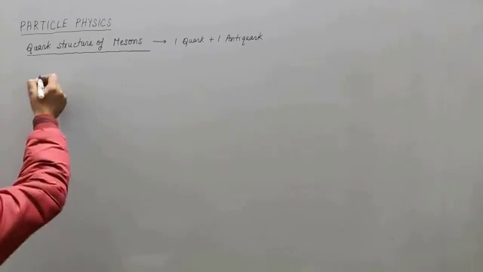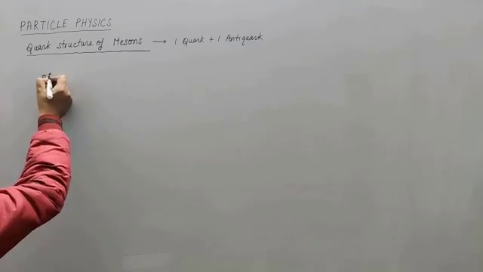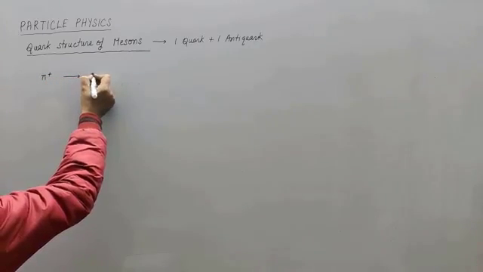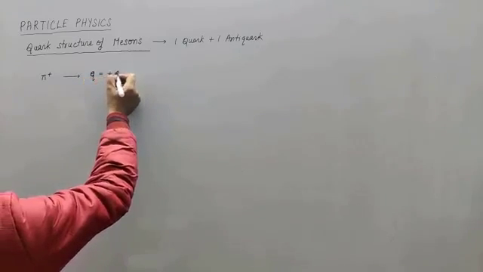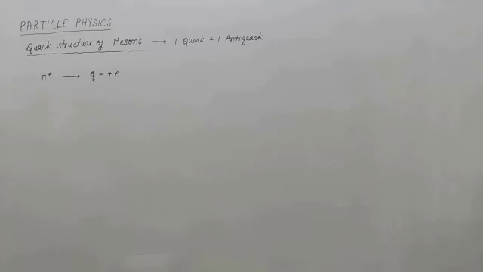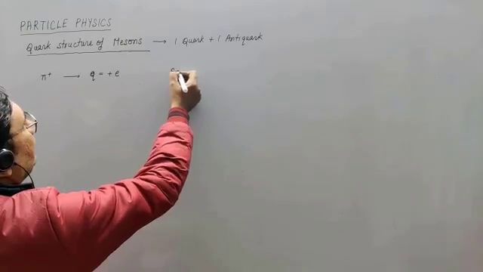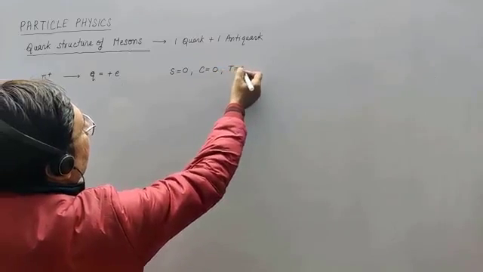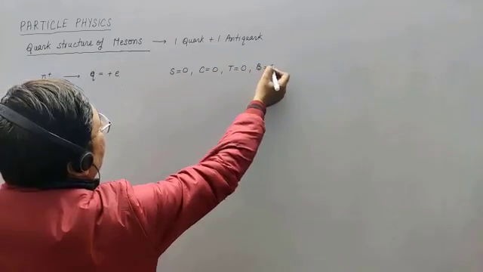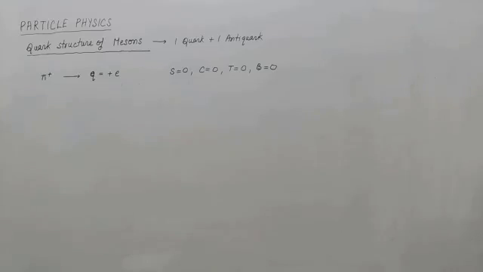Like we start with pi plus. Total charge on this is plus E. Now, what is the strangeness number of this? It is 0. C number is 0. T number is 0. B number is 0. So automatically these quarks and antiquarks are not involved here. So how can you form this plus E with the help of one quark and another antiquark?